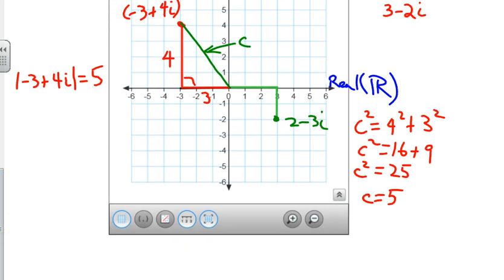What do you think the distance from 2 minus 3i back to the origin would be? How far do you think that would be? I'll give you a second to think about that.